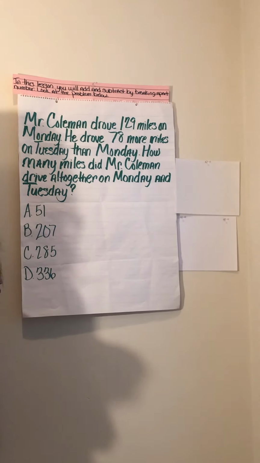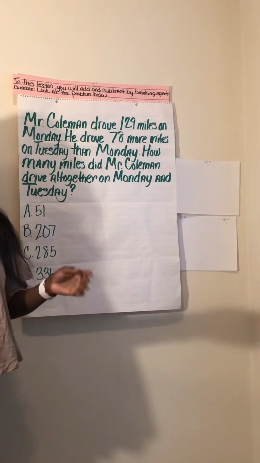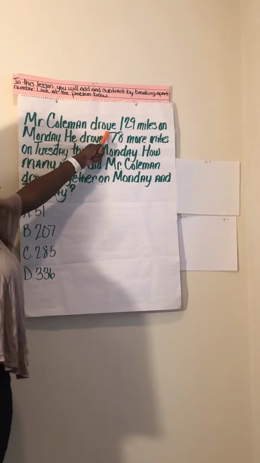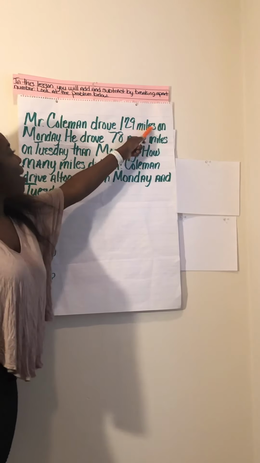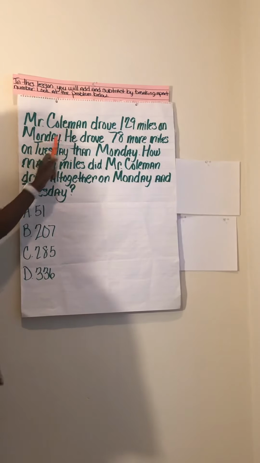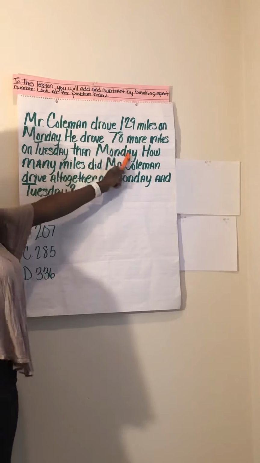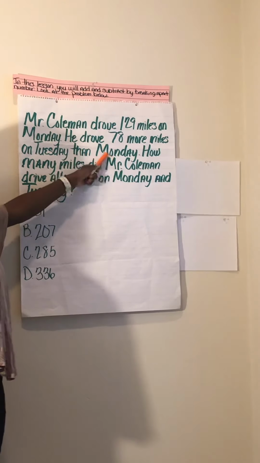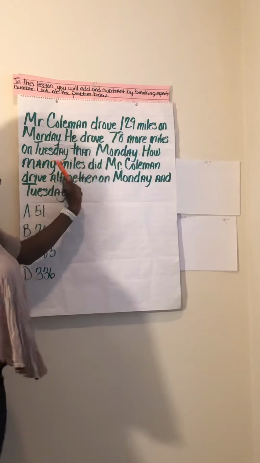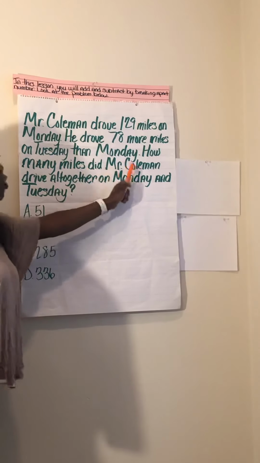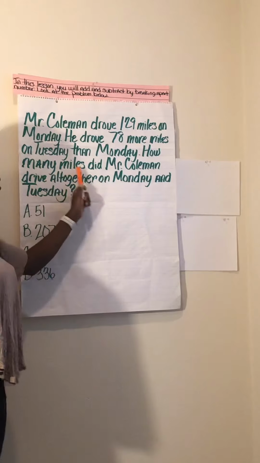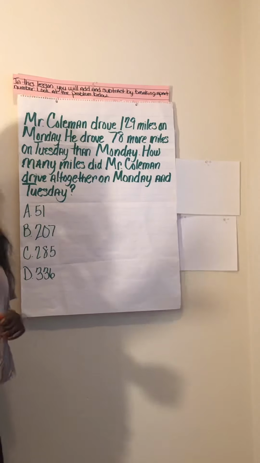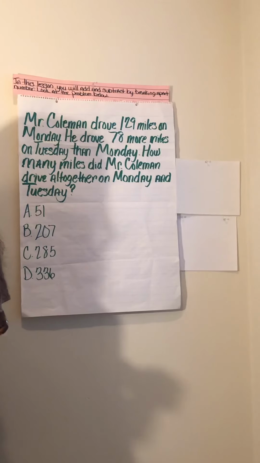Our next question. Let's go ahead and read it to find out how to solve. Mr. Coleman drove 129 miles on Monday. He drove 78 more miles on Tuesday than Monday. How many miles did Mr. Coleman drive altogether on Monday and Tuesday? This means it's a two-step problem.